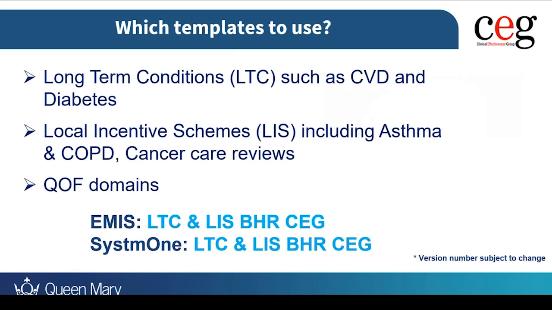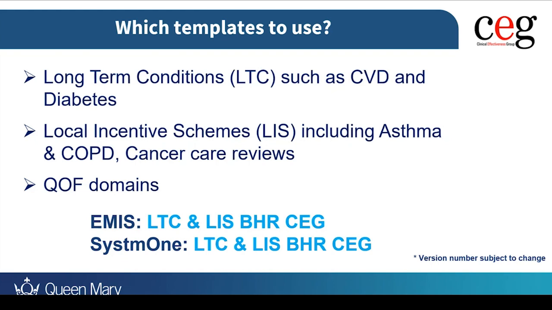The main template that the majority of you will be using is our long-term conditions and LIS template. So it's LTC and LIS, as this covers things such as your CVD and your diabetes. Also, it has your local incentive scheme information in there as well, which covers your asthma, your COPD, cancer care reviews, just to name a few. The template also covers your QOF domains. So it covers all 3 areas: your LTC, your LIS payments, and your QOF payments as well.